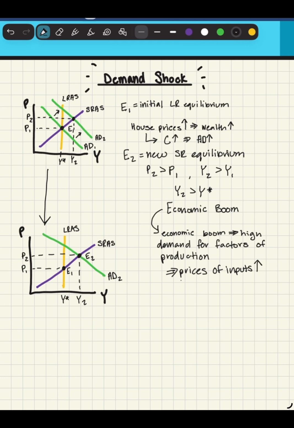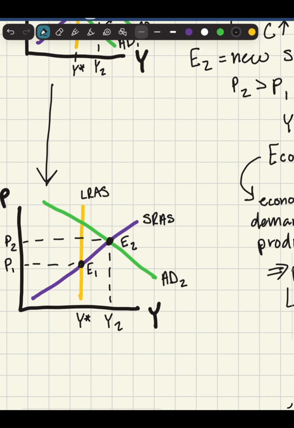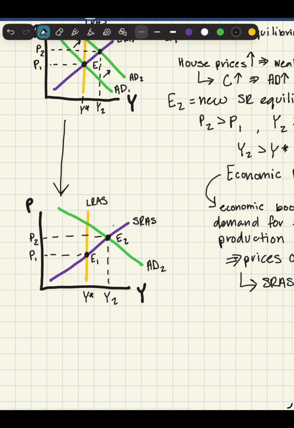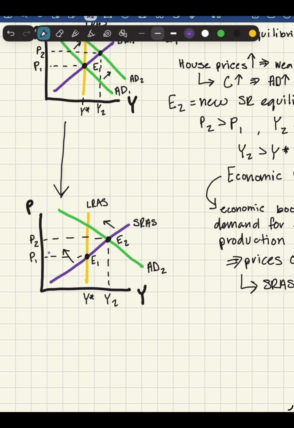And then this is going to cause the short-run aggregate supply curve to shift to the left, or decrease. So to show this on the graph, you will look at the SRAS curve and label it moving to the left, and then draw a new curve. And then you want to label this one short-run aggregate supply curve 2.